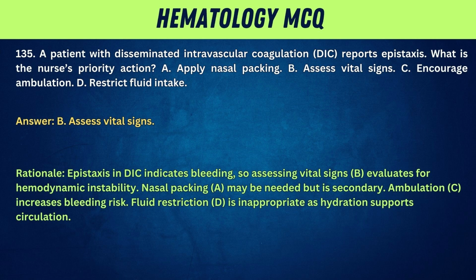Assess vital signs. Rationale: epistaxis in DIC indicates bleeding, so assessing vital signs, B, evaluates for hemodynamic instability. Nasal packing, A, may be needed but is secondary. Ambulation, C, increases bleeding risk. Fluid restriction, D, is inappropriate as hydration supports circulation.